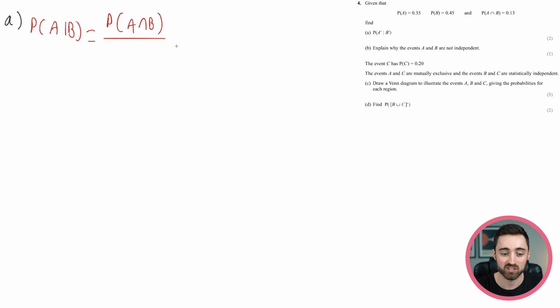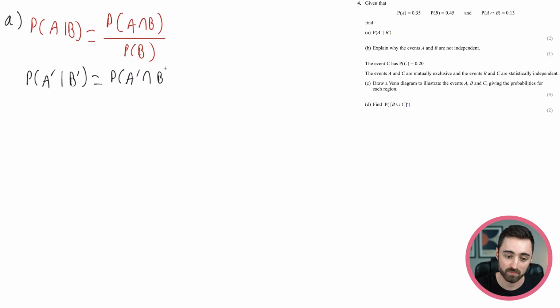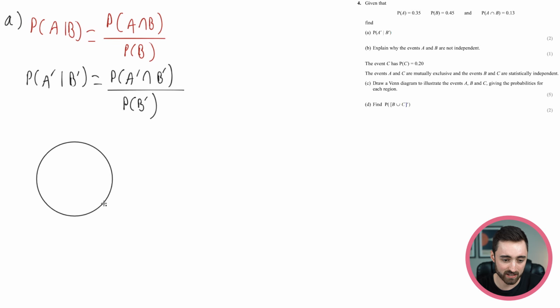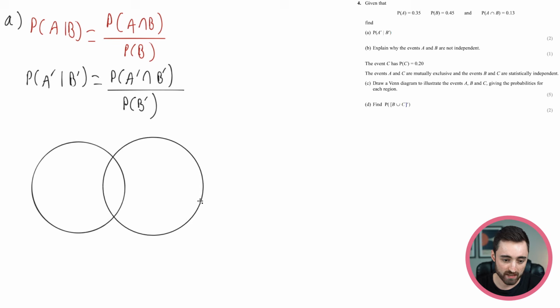As soon as you have this formula, conditional probability just turns into normal probability. So the probability of A dash given B dash would just be, swap the A with an A dash and the B with a B dash. So it would be the probability of not A and not B over the probability of not B. I think the bottom's quite easy to work out. For the top, I'm going to draw a bit of a Venn diagram, which I feel will help us visualize what's going on here.